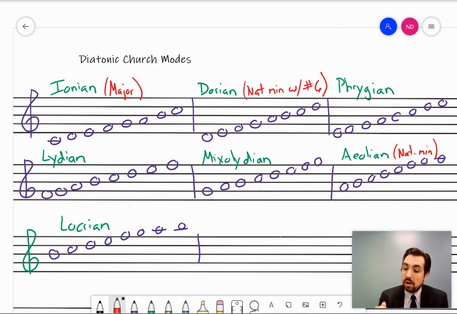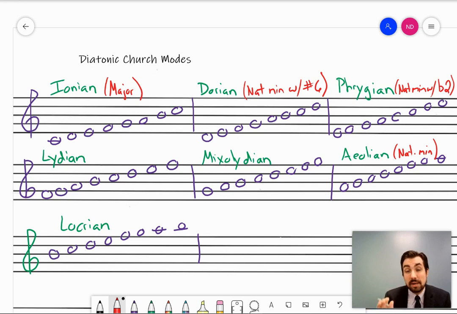Phrygian mode is also closest to natural minor, and it's going to have a lowered second. Because think, to write E natural minor, it would have to be F sharp, so we have F natural.